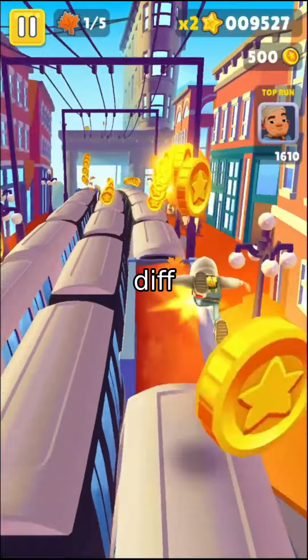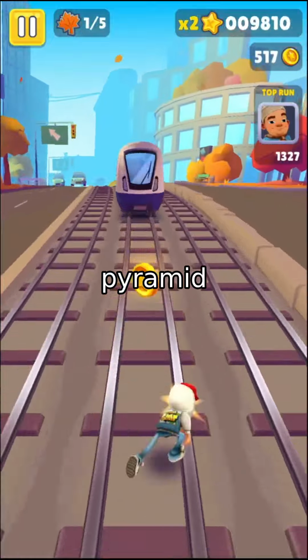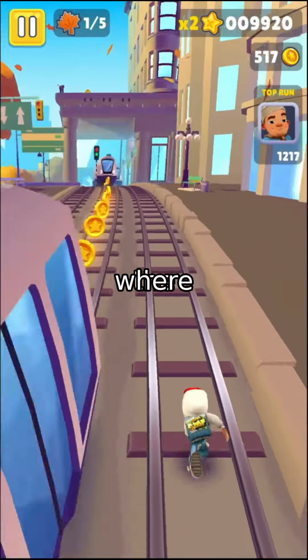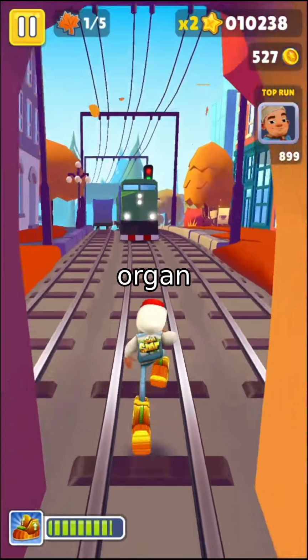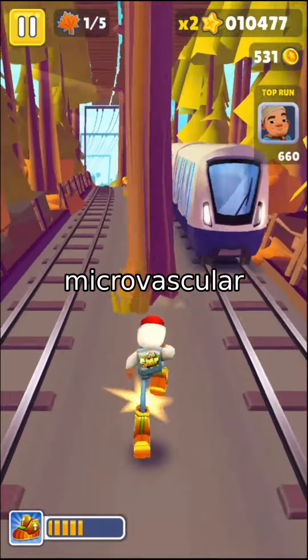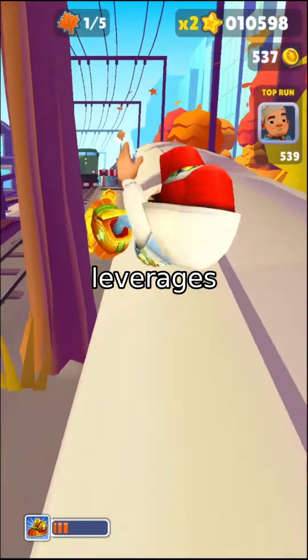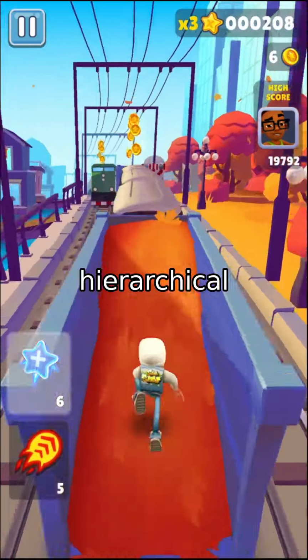What makes PHMDiff revolutionary? Two core innovations. First, it employs a pyramid hierarchy, a multi-level framework where the model processes images at varying scales. Starting with coarse structures, like organ outlines, it gradually refines to high-resolution details, such as microvascular patterns. Second, it leverages multi-scale masking, dynamically adjusting how much of the image is hidden at each hierarchical level.